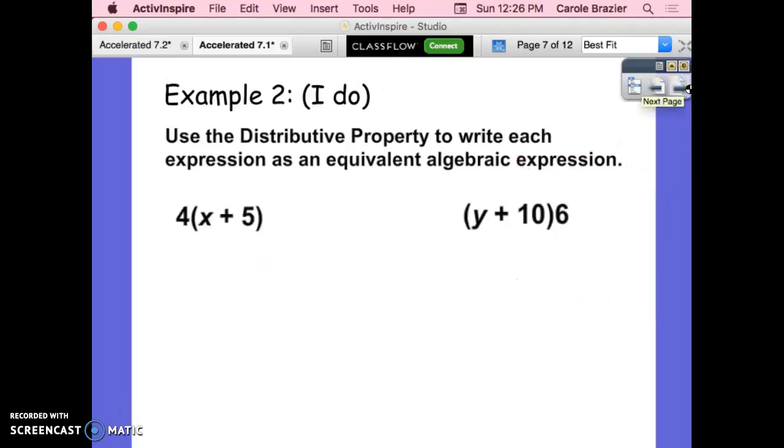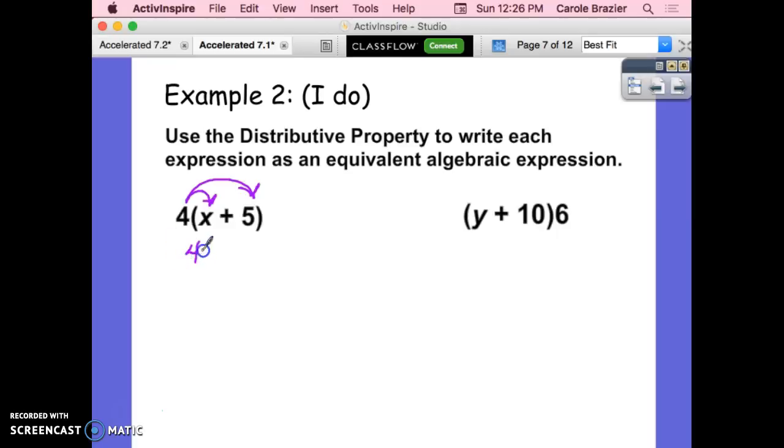So now we get to work with those variables that I was telling you about. So this goes back to combining like terms. Some of these you'll be able to combine, some of these you will not, so you'll just have to keep that in mind. I'm still going to do the same process. I'm going to take the number outside my parentheses and multiply it by everything inside.